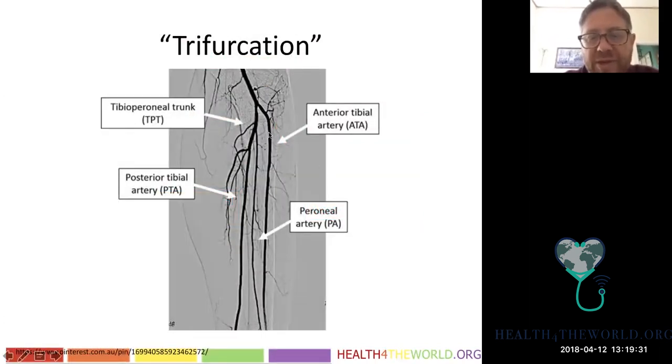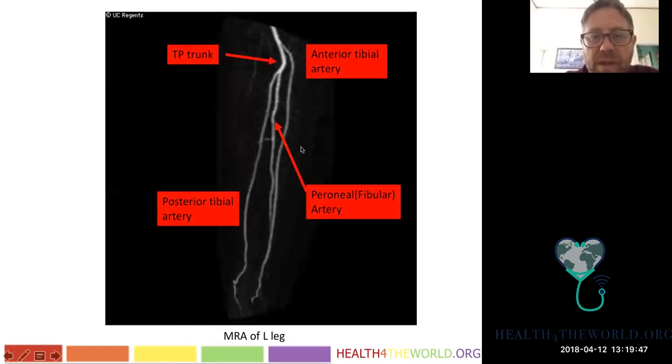A true trifurcation is when you have one vessel turn into three, but in this case, it's one vessel turns into two, and then the TP trunk turns into two again. So it's not a true trifurcation, but it's used to describe this area. Here's the anterior tibial artery. Here's the peroneal artery. Here's the TP trunk. And this is the posterior tibial artery here, and that's where we're going to palpate the posterior tibial pulse.